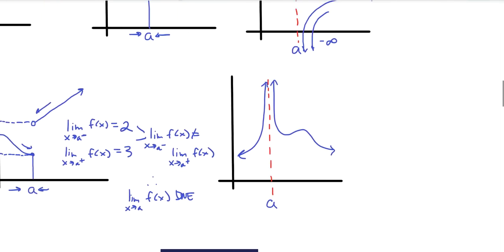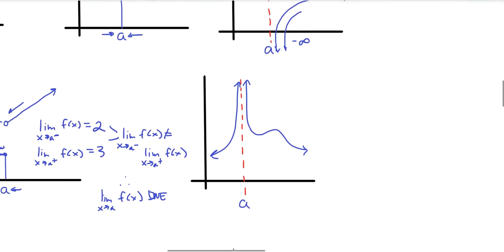All right, on to our final case study. In this case, if we approach a from the left-hand side, we're going to go up, up, up towards positive infinity. And if we approach from the right-hand side, again, we're going to go up towards positive infinity. So in this case, the left and right-hand limits do end up matching up. So what we say is the limit as x approaches a of f of x equals infinity.